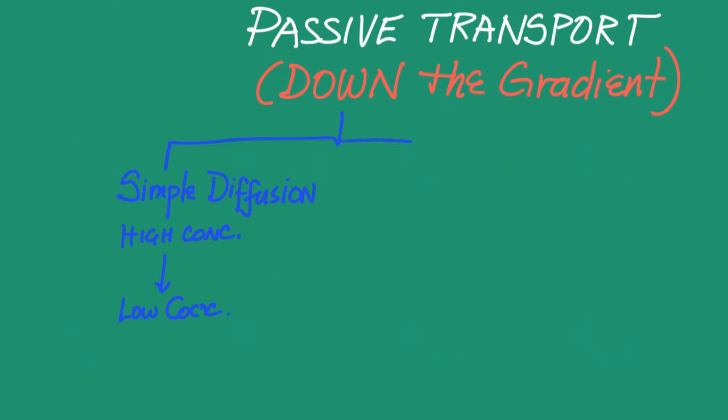So now let's take a look at facilitated diffusion. It's very much like simple diffusion, but the only difference is that facilitated diffusion needs a protein channel, which means larger molecules will move through this. Polar molecules will move through this channel. In simple diffusion, the molecules moving are usually very small. So here we have a protein channel for facilitated diffusion.